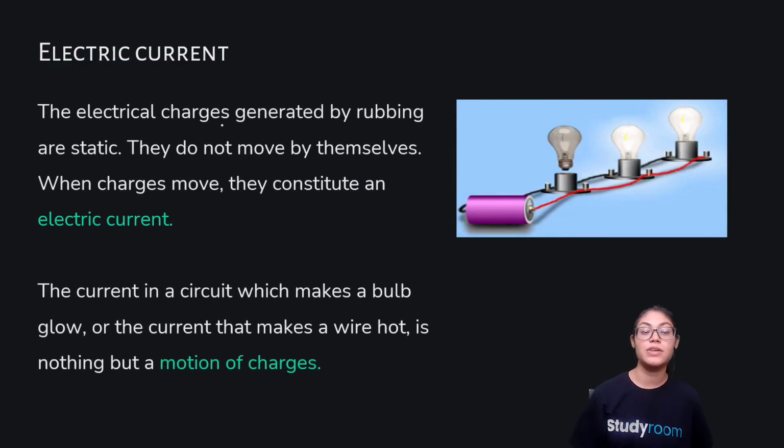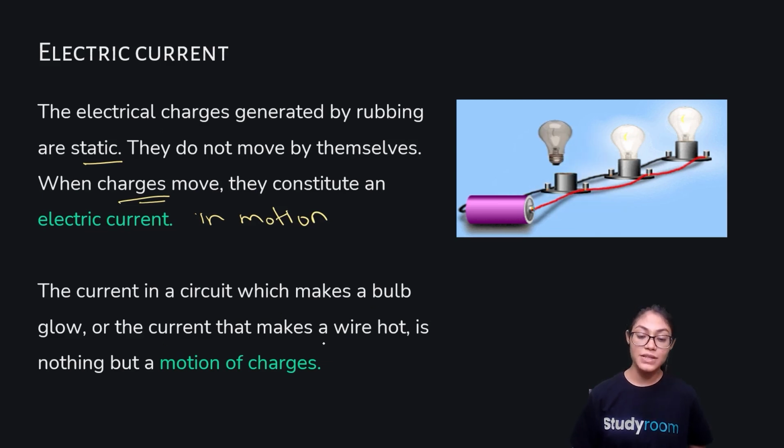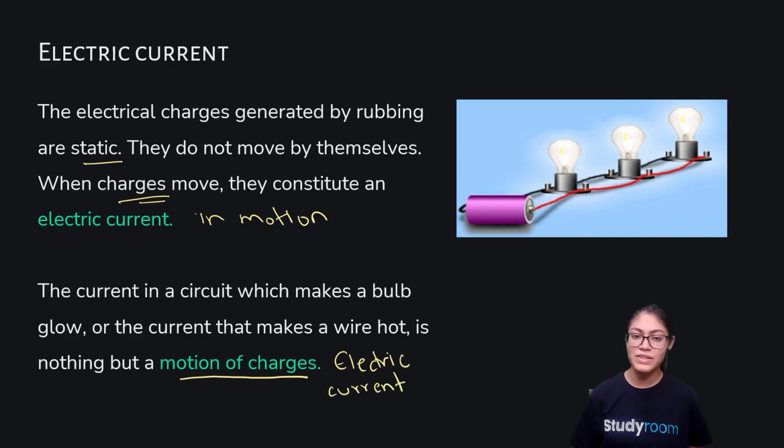Now, electric current. What is electric current? The electrical charges generated by rubbing are static. They do not move by themselves. When charges move, they constitute an electric current. So what is electric current? Electric current is nothing but charges in motion. So the current in a circuit which makes a bulb glow, or the current that makes a wire hot, is nothing but a motion of charges. That is electric current. Right? Very simple.